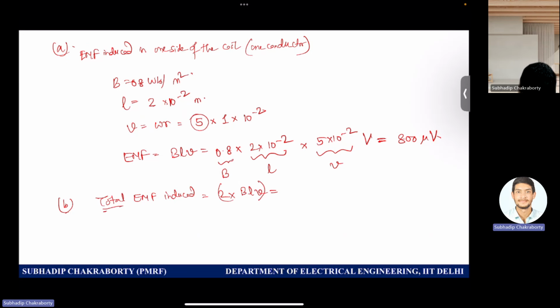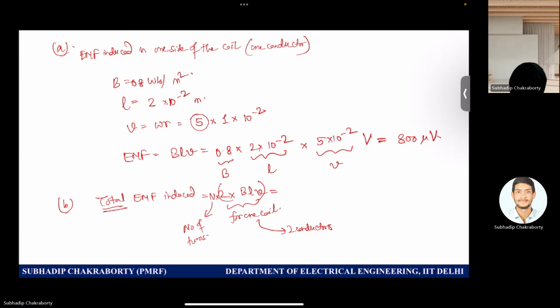However, it is asking for the total EMF induced in the coil. So you need to multiply this by the number of turns. N is the number of turns, and this is for one coil. One coil means two conductors. So you multiply 2 times one conductor, which is one coil, and then multiply it by the number of turns, which will give you the total EMF induced for the coil.